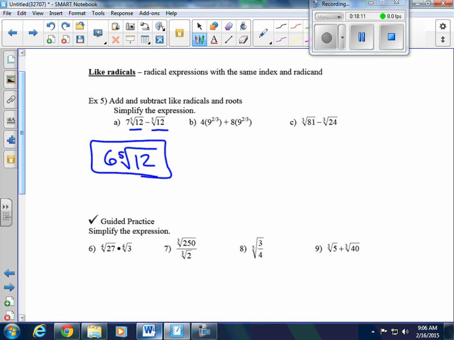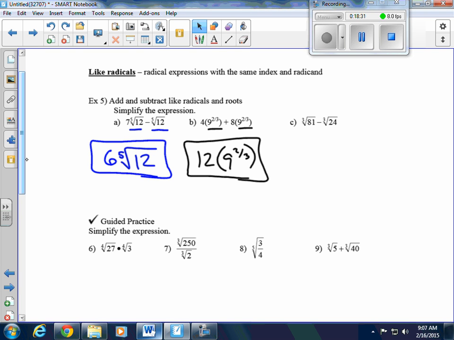The same thing is true with our next problem. I have 9 to the 2/3 and 9 to the 2/3. I have 4 of those in the first one and 8 of those in the second one. So that gives me 12 of them. Those are like terms.